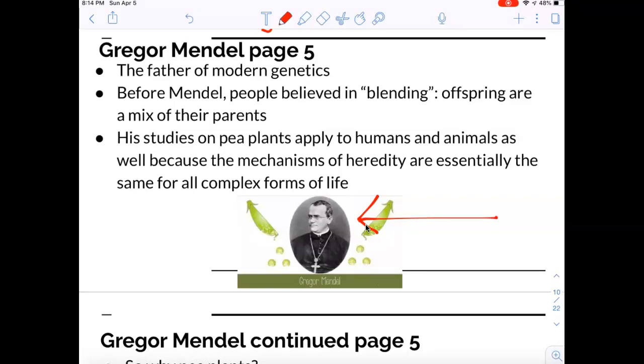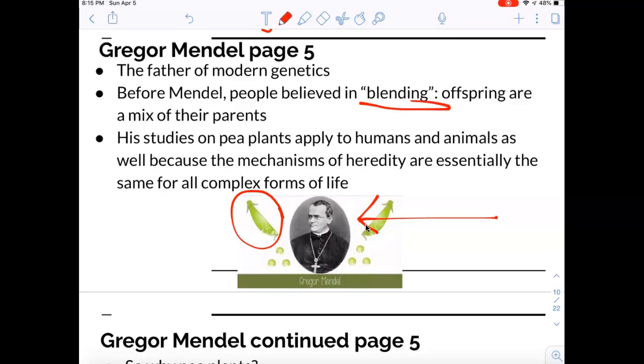He observed some pea plants, okay? Like the snap peas you can buy at Trader Joe's. Now, when he observed these, he saw some interesting patterns, and that led to him discovering genetics. Now, before him, a lot of people didn't know what genetics was. We didn't know how traits got passed on, stuff like that.